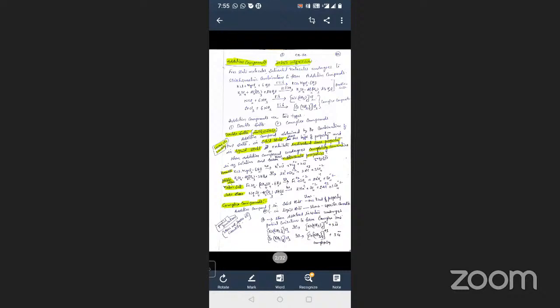Remember these three points: free state molecules, saturated molecules, and they should undergo the stoichiometric combination. The results are the compounds known as addition compounds.